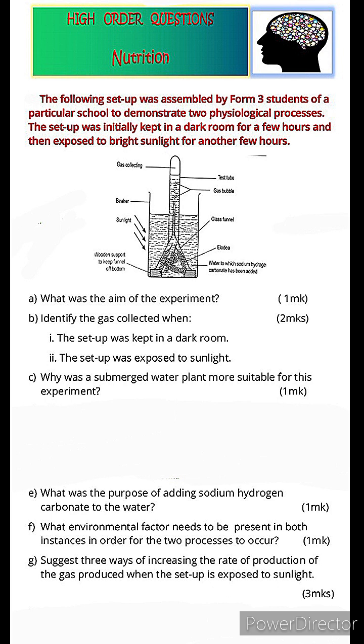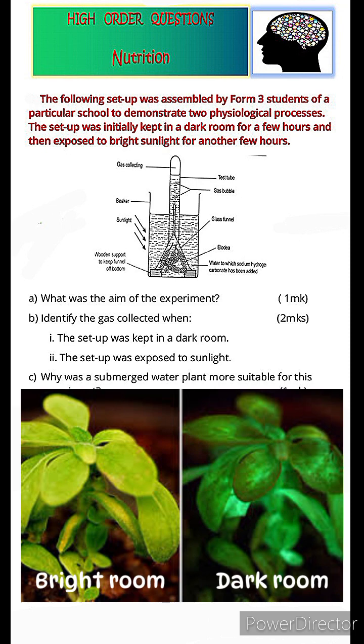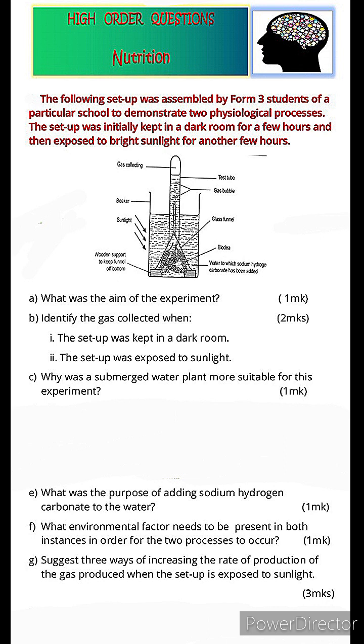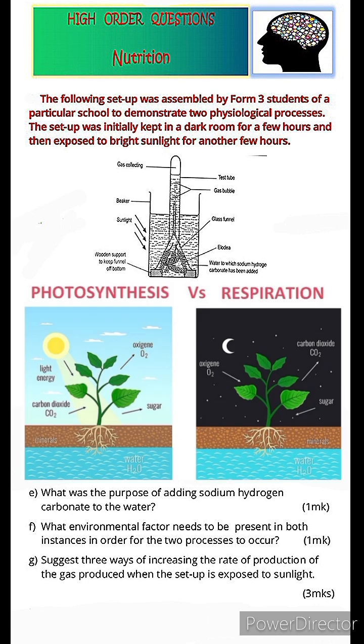Now, let us go back to the introduction of the question. We are told that the setup was initially kept in a dark room for a few hours and then exposed to bright light for another few hours. Now, plants in the presence of light carry out photosynthesis, which produces oxygen gas as a byproduct.